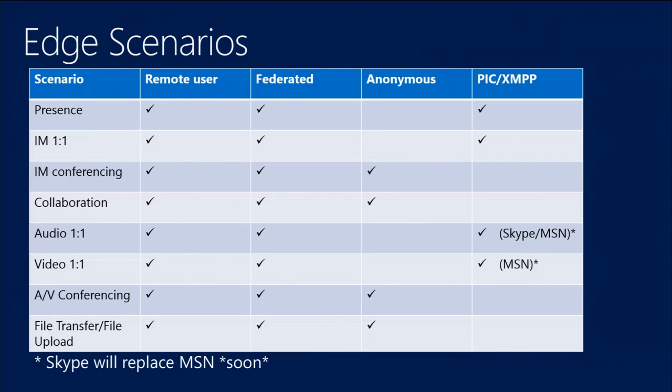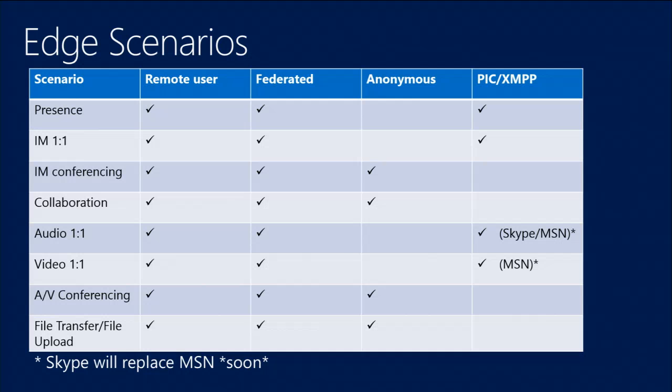But the Edge is going to provide that capability. And again, take a look at the checkboxes that we see. IM and presence, peer-to-peer, one-to-one. Audio, one-to-one for Skype and traditionally what was called MSN. And video right now was MSN. Now that we're in that transition over into the Skype world, it's not anymore, and video is on the roadmap to be available between Skype and Lync.